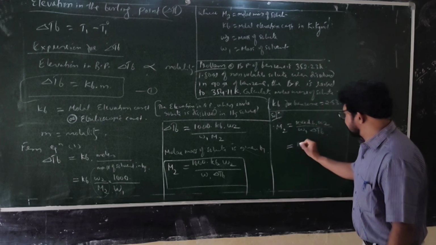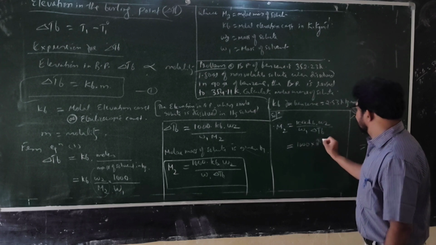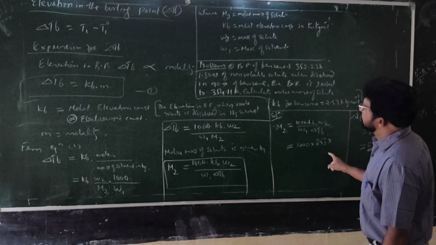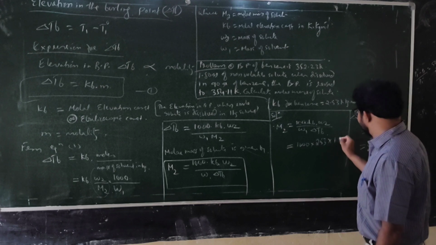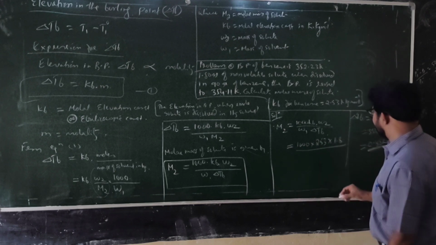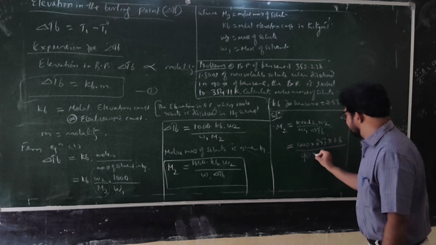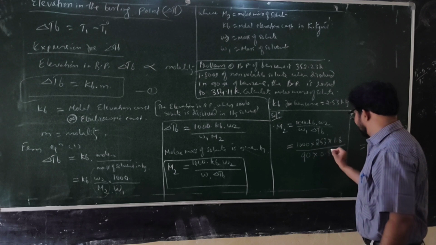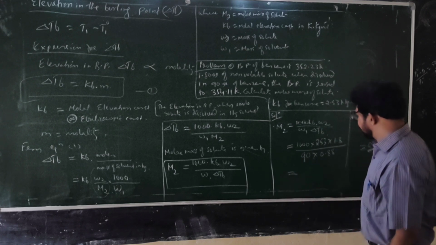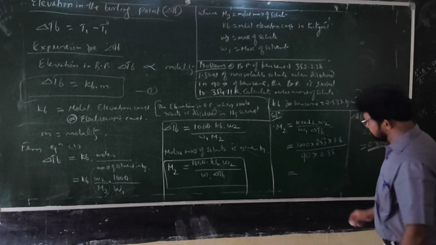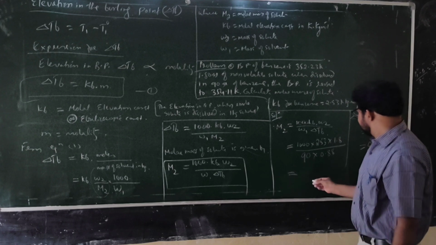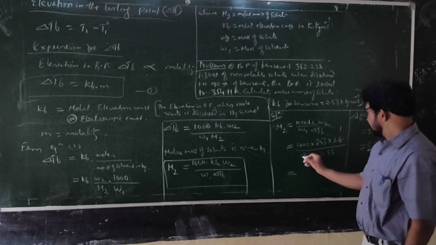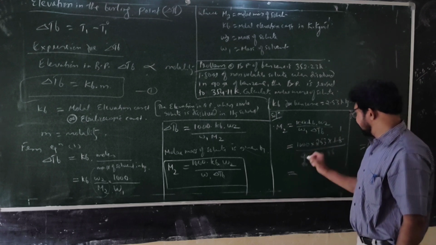Okay. Now you have delta T. Other things you can substitute. 1000 into 2.53 into W2, how much? From 1.8, divided by W1, 50 into 0.88. Is it correct? So if you work out this numerator, you can write 1000 into 2.53 into 1.8.